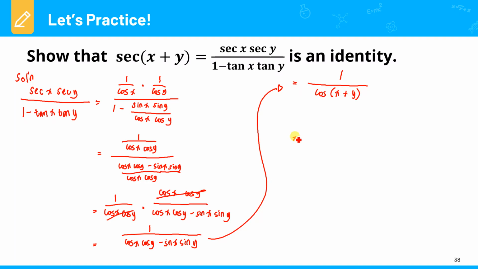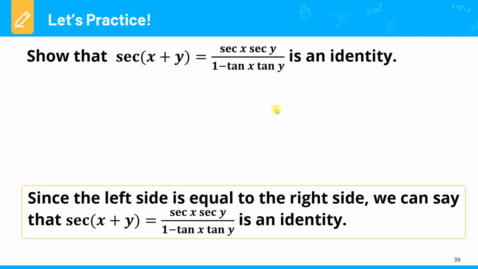Now, since you have the reciprocal form, take note that the reciprocal of cosine is secant. So in other words, this is just equal to secant x plus y. And this is now our final answer. As we can see here, we have shown that the right side is equal to the left side. So we can say that secant x plus y is equal to secant x secant y all over 1 minus tangent x tangent y. So we can now form another identity.